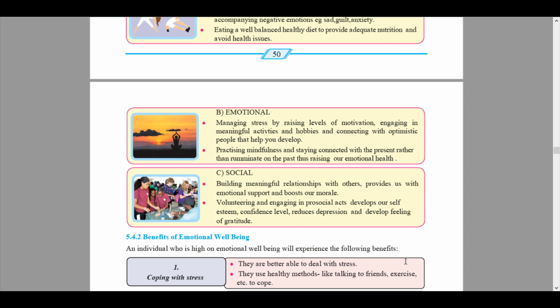Then we move forward to our third one, that is C, social. Building meaningful relationships with others provides us with emotional support and boosts our morale. So, if you have a bad influence or bad circle, your emotional well-being will be destroyed. This was a negative aspect. Then we move forward to a positive aspect. You have optimistic people around you. You have powerful mindsets around you. You will achieve great things in your life. So your company matters. Who you are with matters. This is how your personality will be built up.